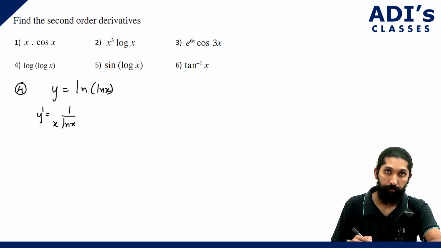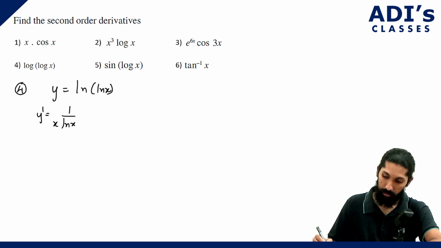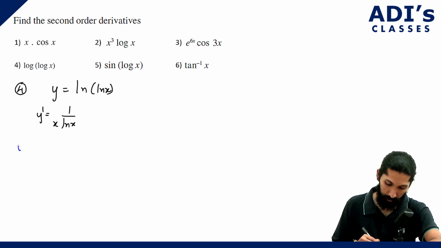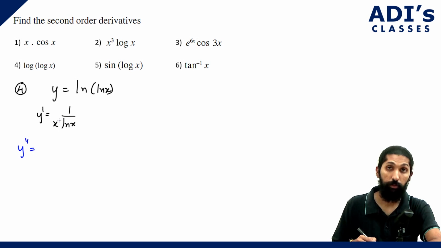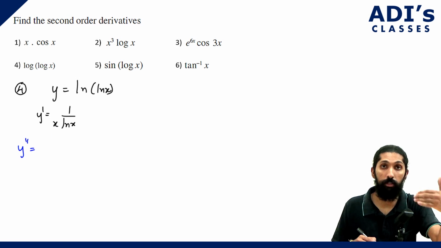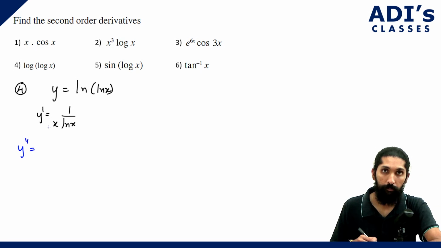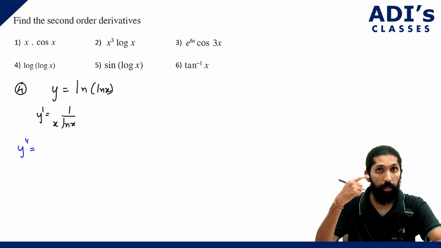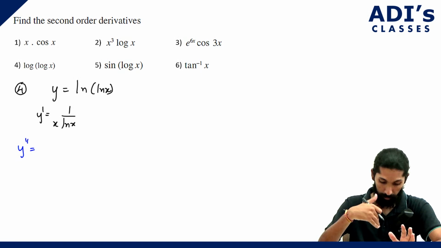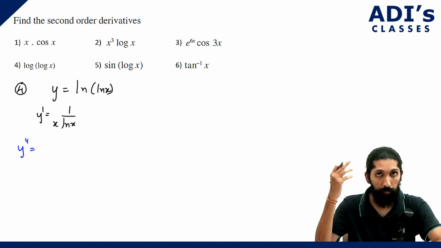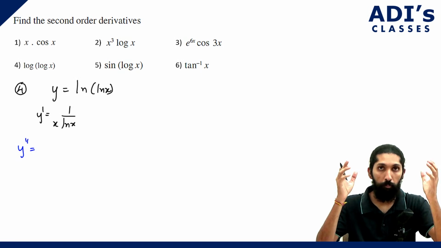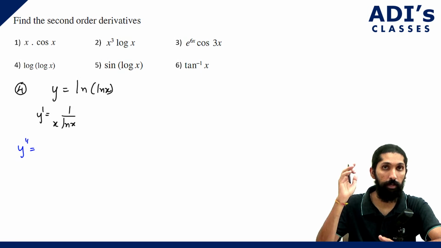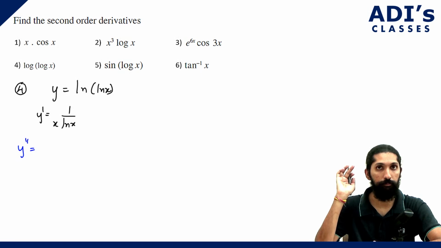Fair enough? Now y double dash. See for the y double dash part, you can use the quotient rule, u by v form, where u is 1. So u is going to be a constant. You can use that, or you can do it like x into log x to the power of minus 1, and you can do it. Both of them are going to give you the same answer. It's not going to be different at all.